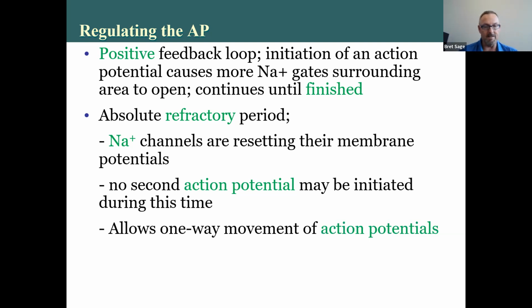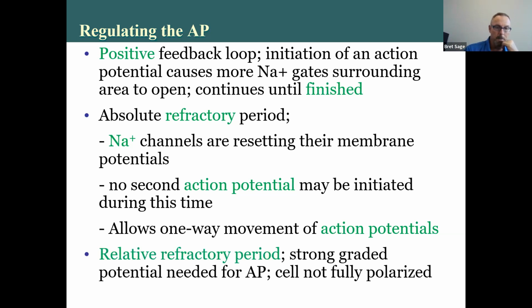And what this causes is it makes sure that the signal always goes from the cell body down the axon and never the opposite way, because of the fact there is this absolute refractory period. So you can't have the signal spreading back up the neuron towards the cell body. It always goes from dendrites to cell body to axon terminus and to the synapse. It always goes that one way.